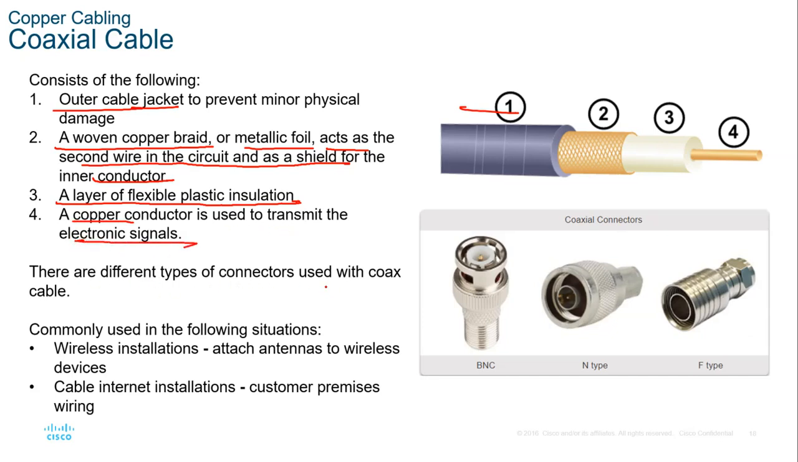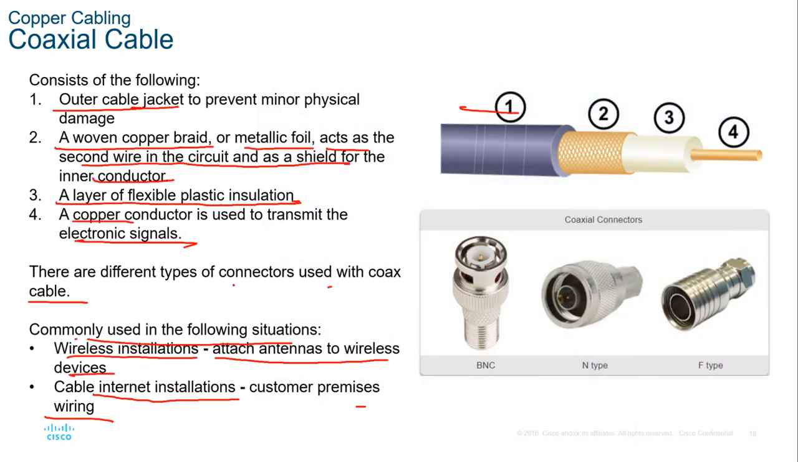There are different types of connectors used by coaxial or coax cable, commonly used in the following situations: wireless installation, where you're installing a wireless network and attaching an antenna. You have a wireless access point and it needs an antenna, so you use that cable to connect to the antenna for the wireless signals. And then cable internet installation, customer premises wiring, but still it is the same.